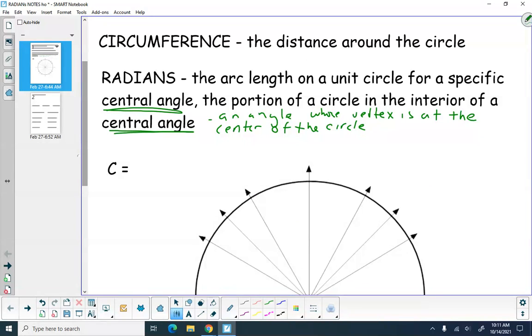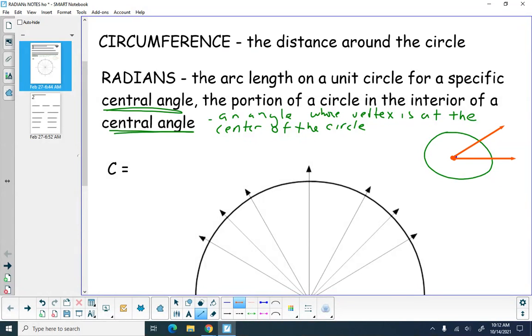So if we have a circle, we have a center point. When we talk about a central angle, this is our center point. This is a central angle. The vertex point is at the center.